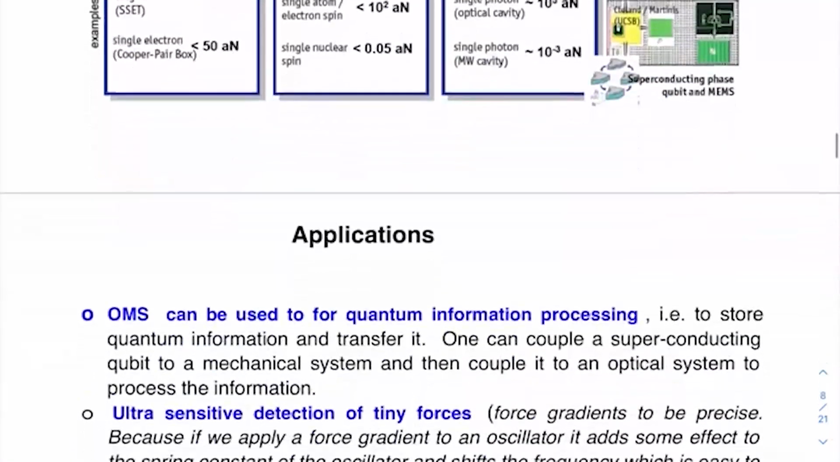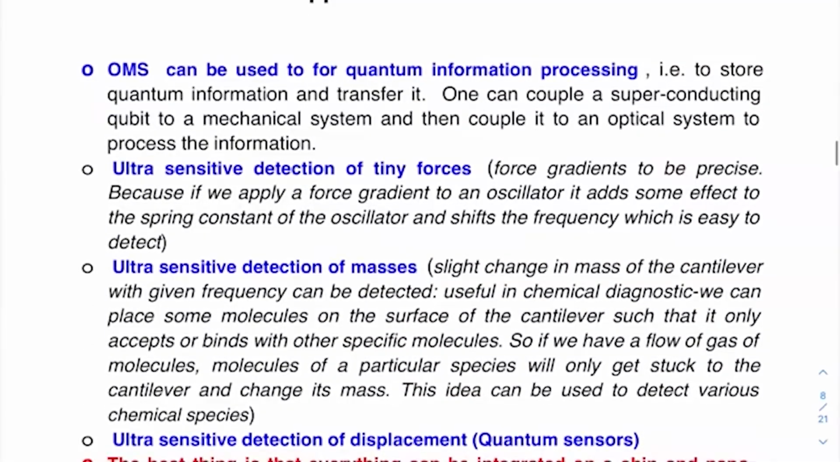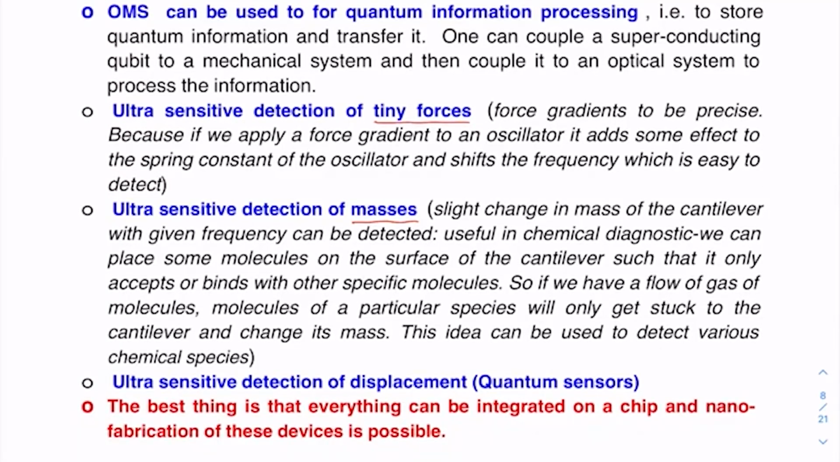Okay, now there are various applications we talked about. One is so-called quantum information processing, then ultra sensitive detection of very tiny forces, ultra sensitive detection of masses, and very sensitive detection of displacement. And the best thing is that everything can be integrated on a chip, and fabrication techniques are already available. So solid state systems in particular are mostly studied in this regard.